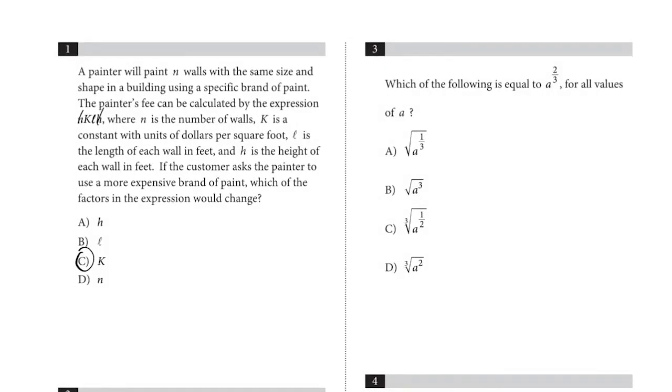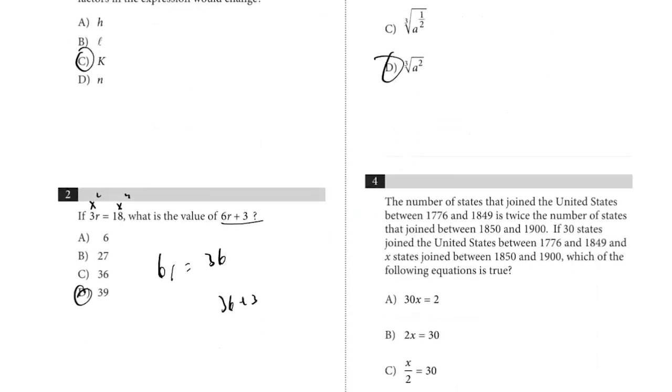Question 3, which of the following is equal to a to the power of 2 over 3 for all values of a? Now, a quick reminder is that the numerator always goes inside the bracket or inside the root, and the denominator goes on the outside, so the answer is D.